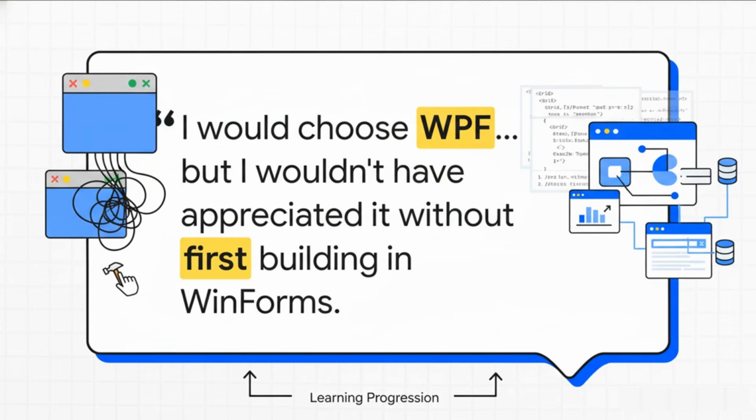But, and this is important, I wouldn't have been able to appreciate that without first building in WinForms. The WinForms video on this channel made the WPF video make sense. They are not competing frameworks, they are learning progressions. You understand WPF better because you felt the friction of doing the same thing manually in WinForms first. So my honest answer to the question is this: learn WinForms first, build in WPF second, and never dismiss either one, because depending on the job, either one could be the right tool.